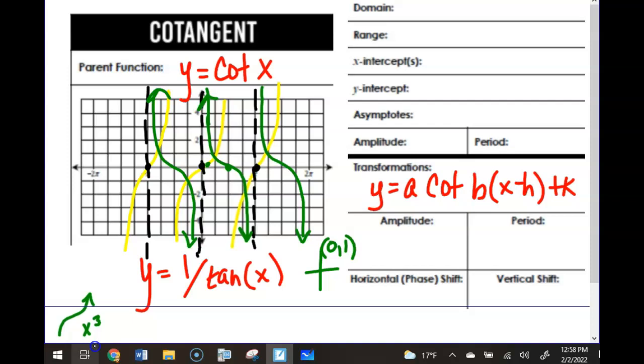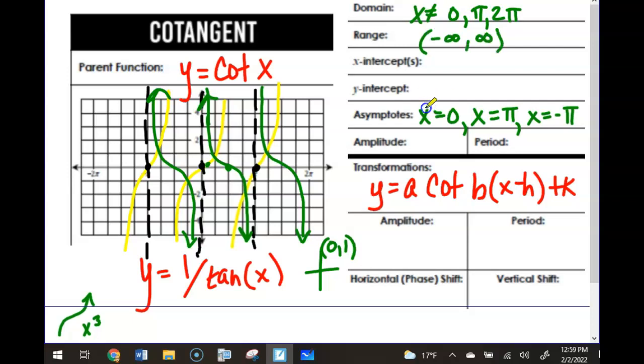All right. The domain is x cannot equal, where was it that it had asymptotes? At 0, pi, 2 pi, right? I'm just going to write that. It has asymptotes at 1 pi, 2 pi, 3 pi, negative pi, etc. The range here is all real numbers because bottom to top, it does go up and down forever.